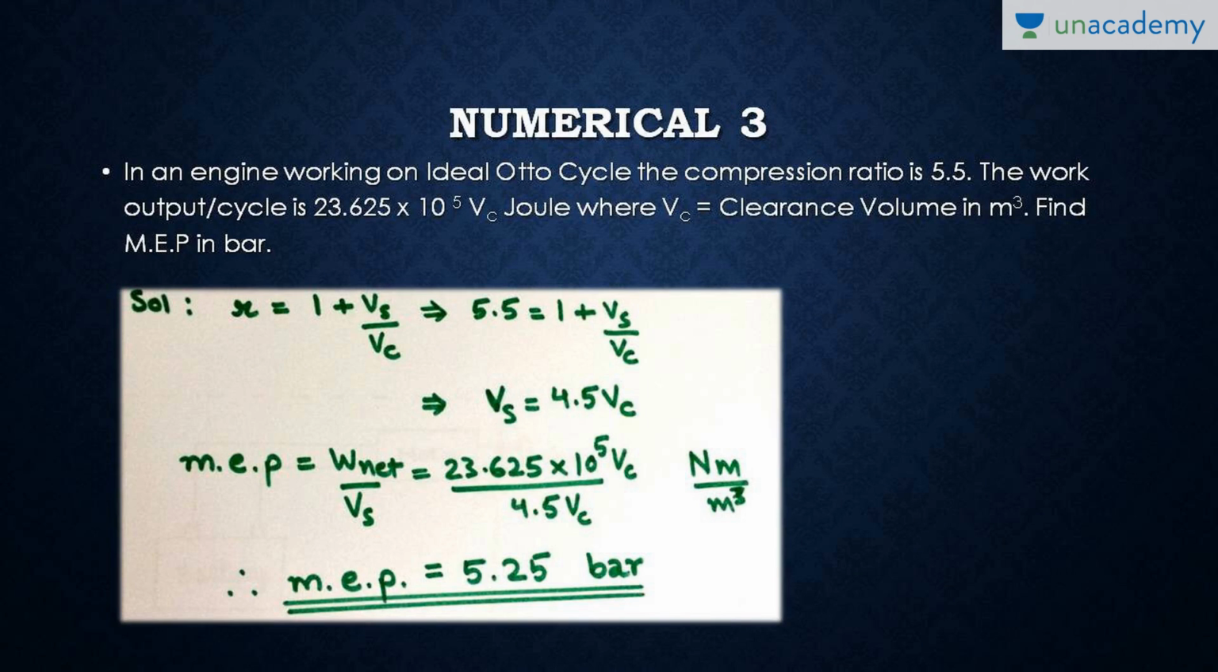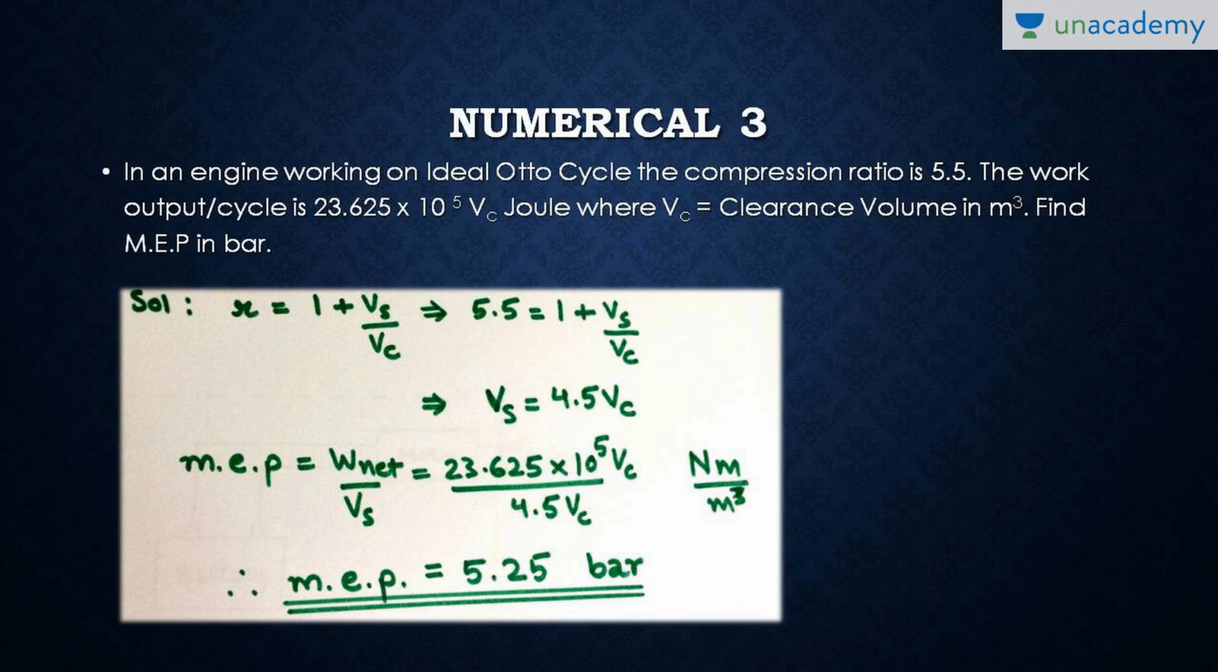Here comes the third numerical. In an engine operating on ideal Otto cycle, the compression ratio is 5.5. The compression ratio 5.5 is given in the question, and one more thing is also given, which is work output per cycle is 23.625 into 10 raised to power 5 Vc. The work output per cycle is 23.625 into 10 raised to power 5 Vc, where Vc is the clearance volume in meter cube.